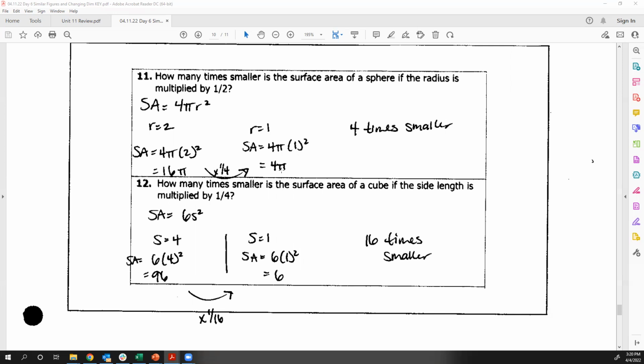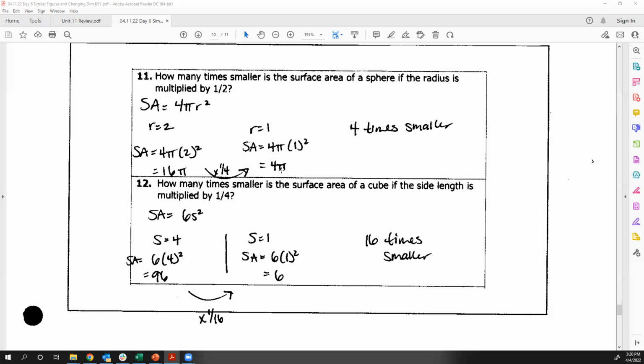Number 12, we're talking about a cube. The surface area of a cube is 6 times the side squared. If you didn't know that, think about the surfaces of a cube. A cube has 6 squares. The area of a square is side squared, and there are 6 of them. I wanted to multiply each side by 1/4, and I know that 1/4 of 4 is 1. So I let my original side be 4, so that when I multiplied it by 1/4, I got a nice pretty 1.